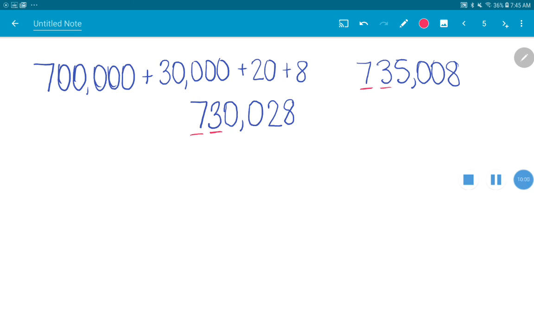3 10,000s, 3 10,000s. That's equal as well. So I'm going to keep moving over until I find a place value where the digits are not equal. I have 0 thousands and 5 thousands. I know 5 thousands is more. So my inequality symbol opens toward the larger number. 730,028 is less than 735,008. Let's try another one.